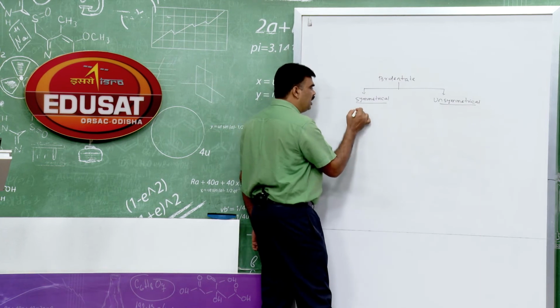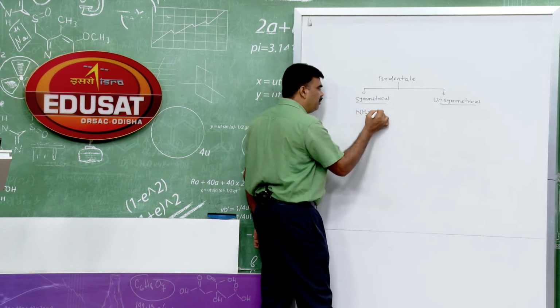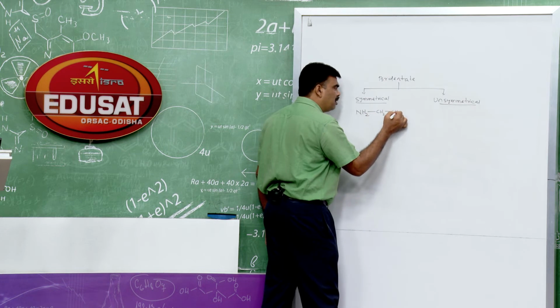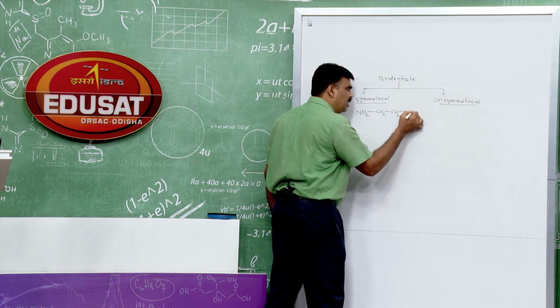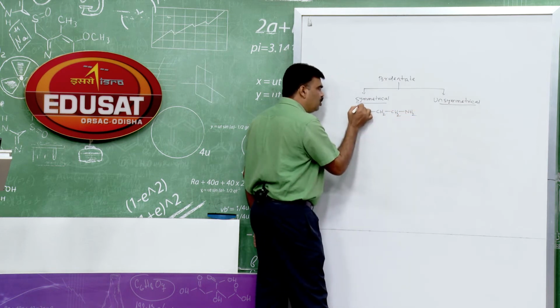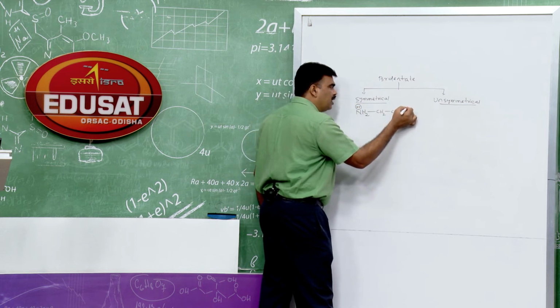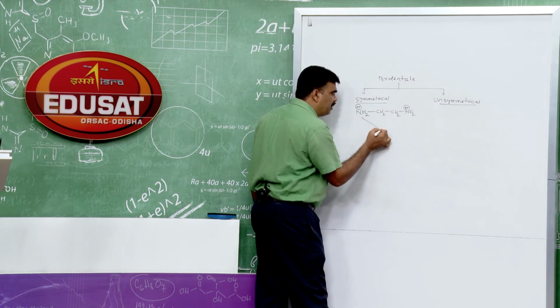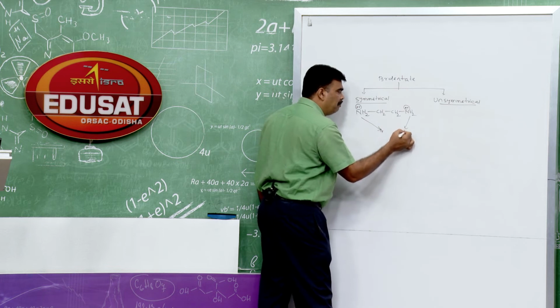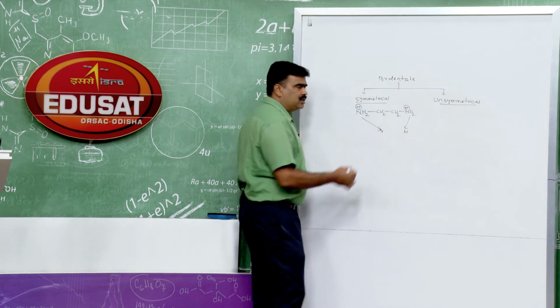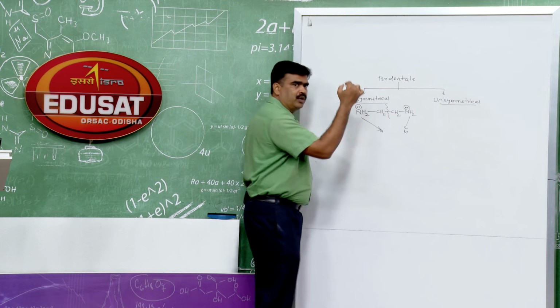Symmetrical, you see ethylene diamine. Remember this one, very important ligand, ethylene diamine. Here it is a donor atom, here it is a donor atom, nitrogen. Both of them can make coordinate bond with the metal atoms. It is symmetrical because it can be divided into equal halves.